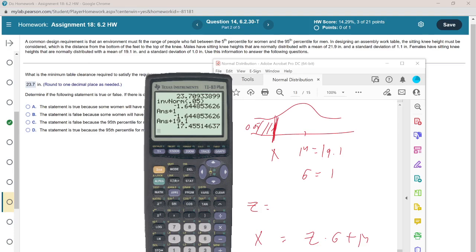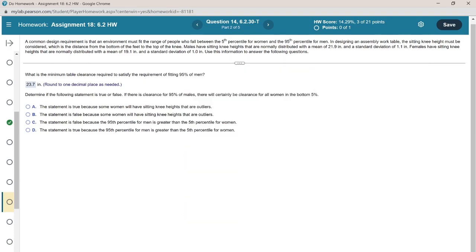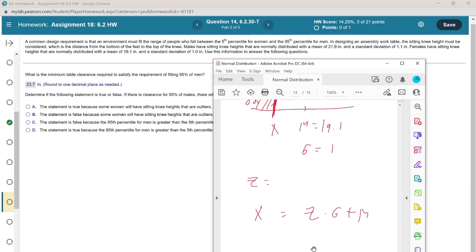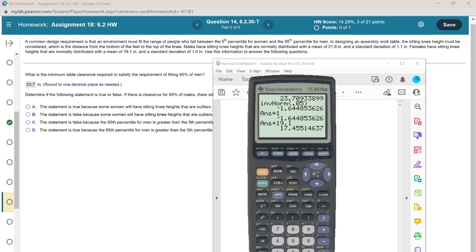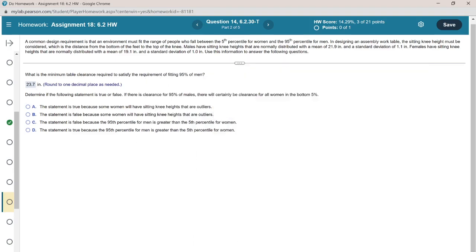Determine if the following statement is true or false. If there is a clearance for 95% of males, that means if you design 23.7 inch, then 95% of males would fit in that design. Because the number we got for the female is 17.455, which is less than this value 23.7. So that 5th percentile rule for the women would also fit for this design.